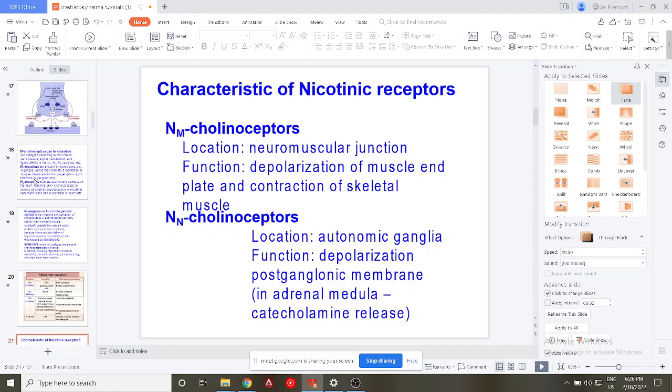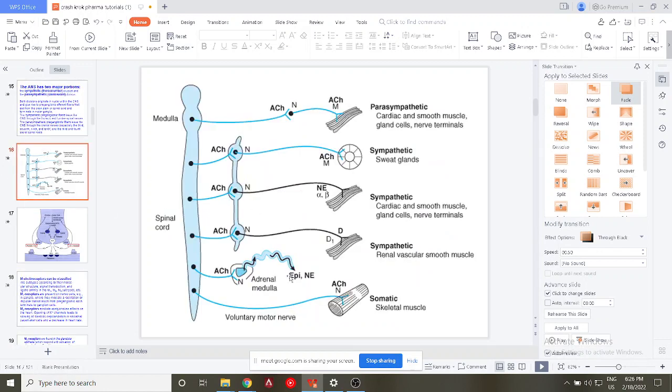So let's go back to the picture so we can see what they're talking about. So this is the NN receptor here. Can you guys see the mouse where I'm pointing? Yes? Okay, so this is the NN receptor.